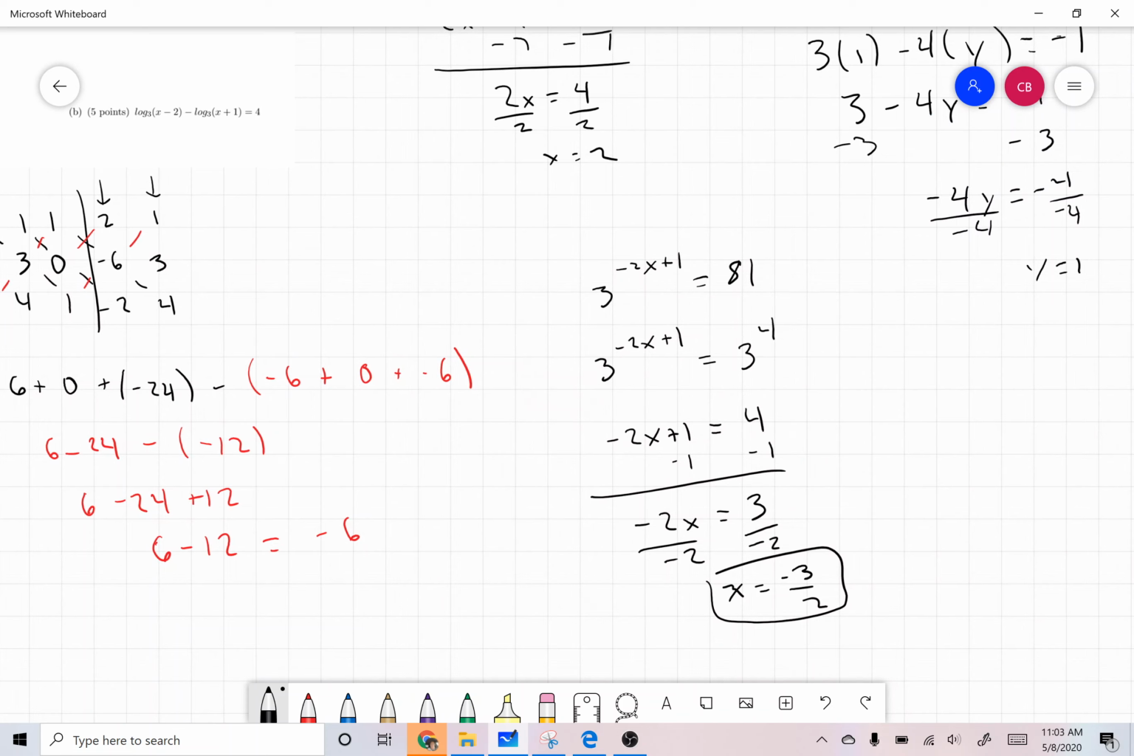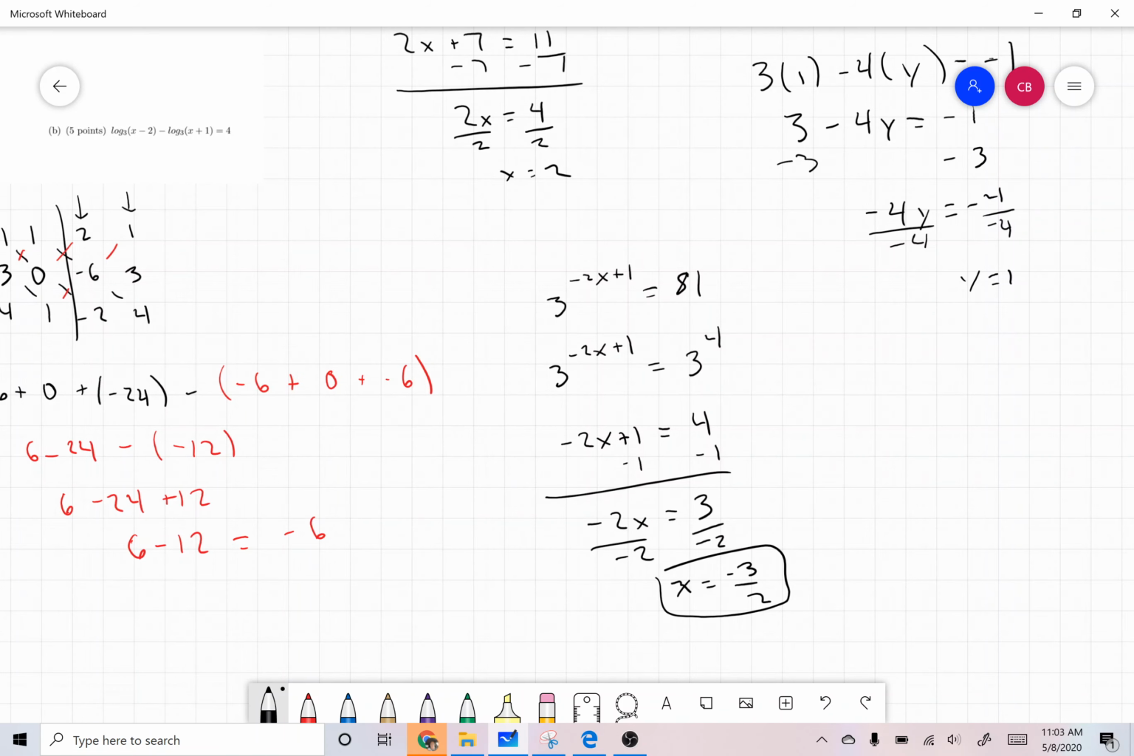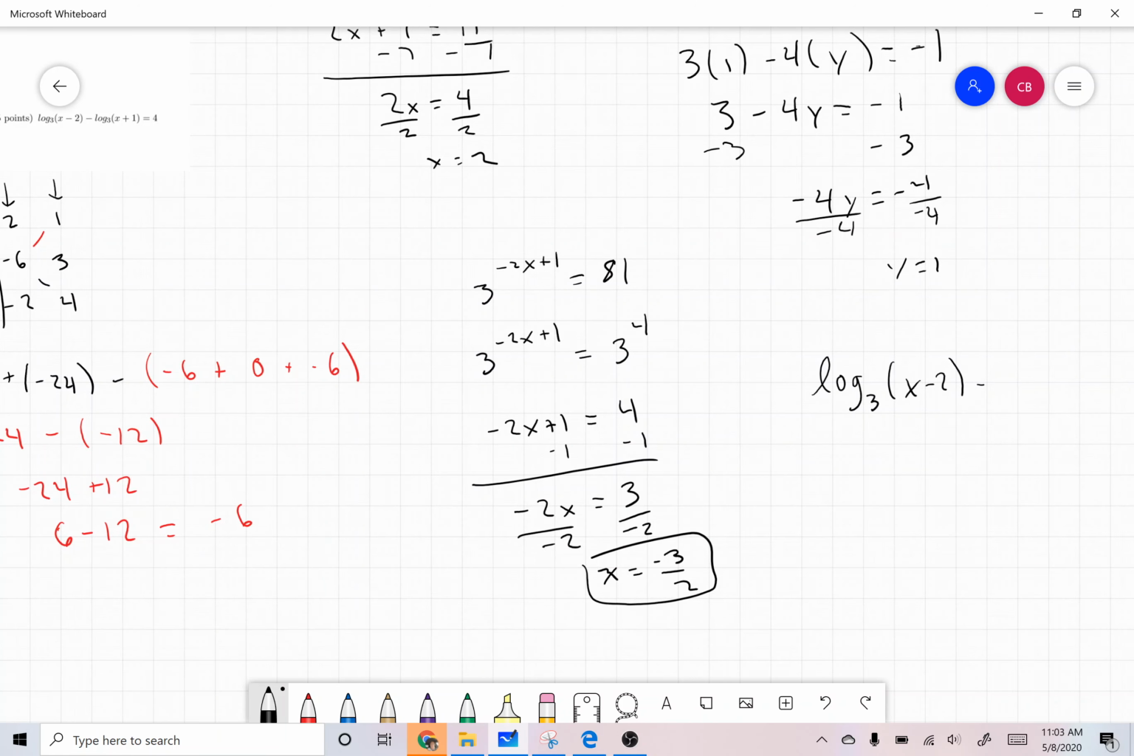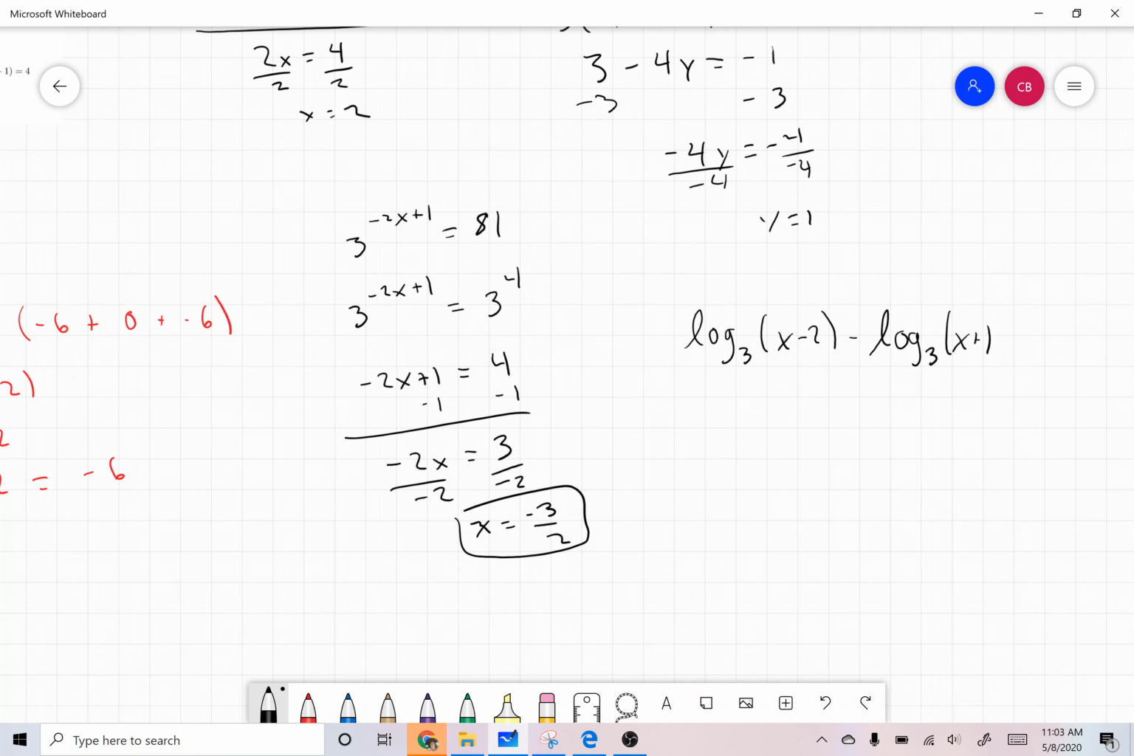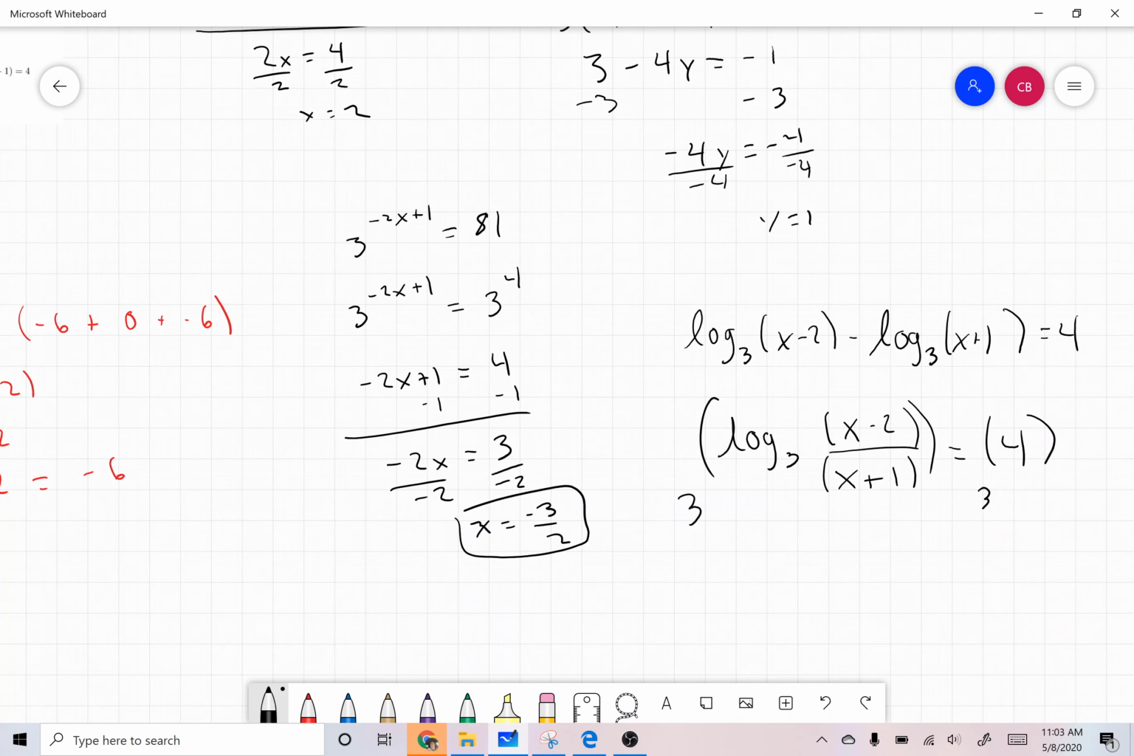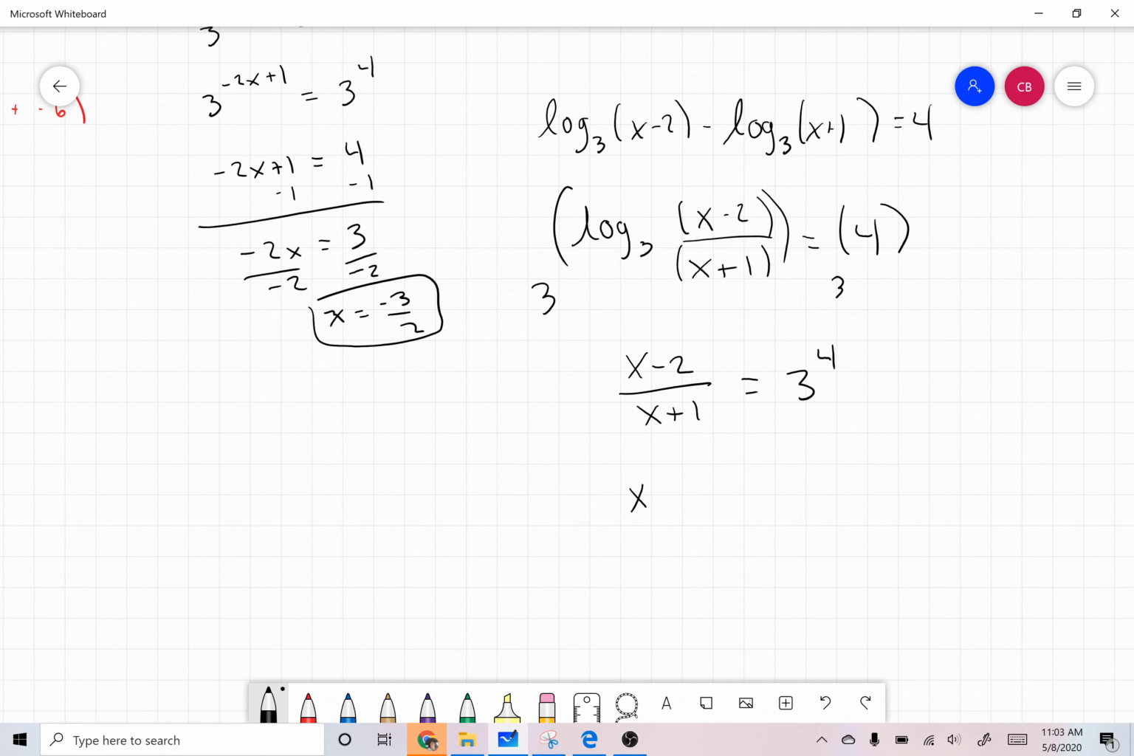And then finally, we have log base 3 of x minus 2 plus log 3 of x plus 1 is equal to 4. So this is log 3 of x minus 2 times x plus 1 is equal to 4. So we treat these like powers and raise these to the powers. So this is going to be x minus 2 over x plus 1 is equal to 3 to the 4th power, which means x minus 2 is equal to 81 times x plus 1.